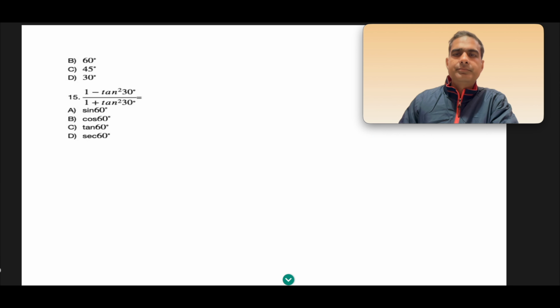Let's move to the next option, B. Tan 2A will be tan 120 degree, we don't know the values. 45 degree, tan 90. Tan 90 is not defined, so this also should not be the answer.